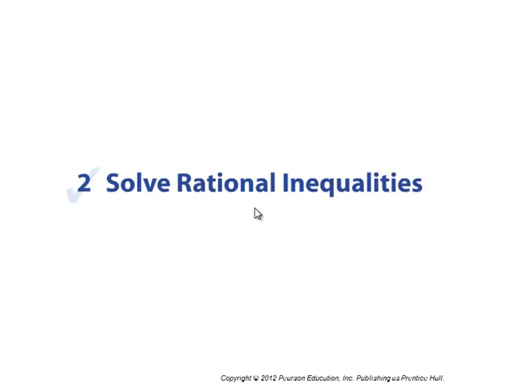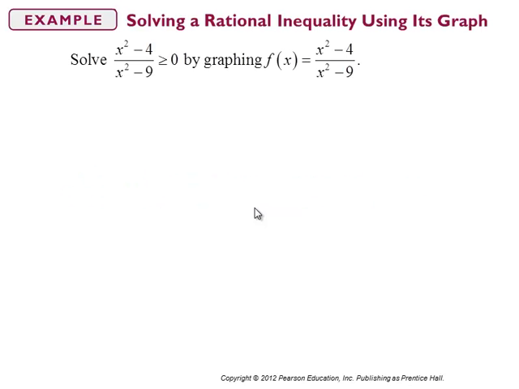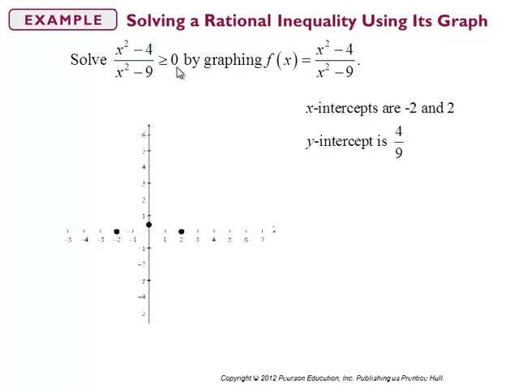Solving rational inequalities. Now, these inequalities involve rational functions. So the technique here is to make sure that everything is over to the left-hand side of the inequality, and on the right-hand side you've got 0. So we'll go ahead and graph the function x squared minus 4 over x squared minus 9 by looking at asymptotes and intercepts, which you know how to find now, so I'm going to go ahead and skip ahead.